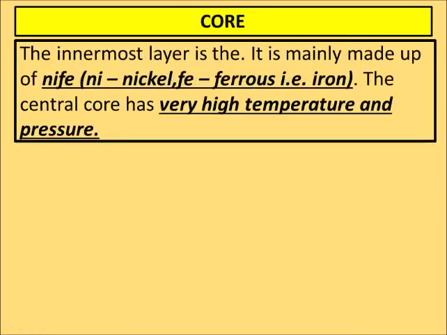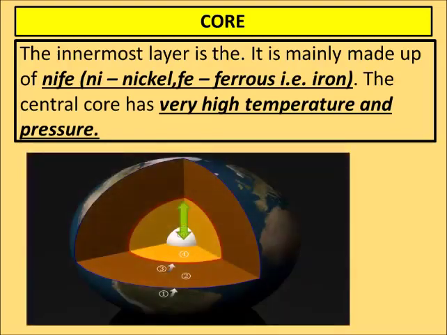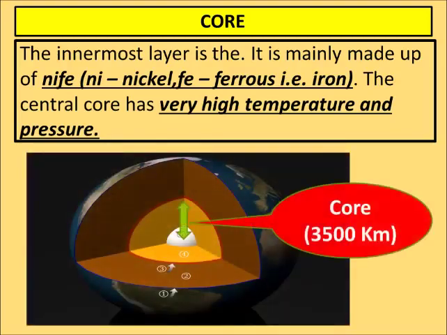Next is core. The innermost layer is the core. It is mainly made up of Fe and Ni, right? Ni means nickel, Fe means ferrous. Ferrous is the scientific name of iron. So it is mainly made up of nickel and ferrous. The central core has very high temperature and pressure, and the length of this core is 3500 kilometers. So which layer of earth is the maximum? That is core.